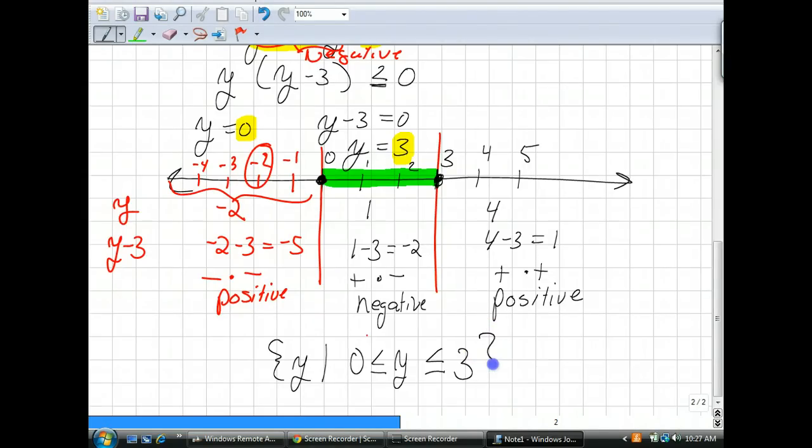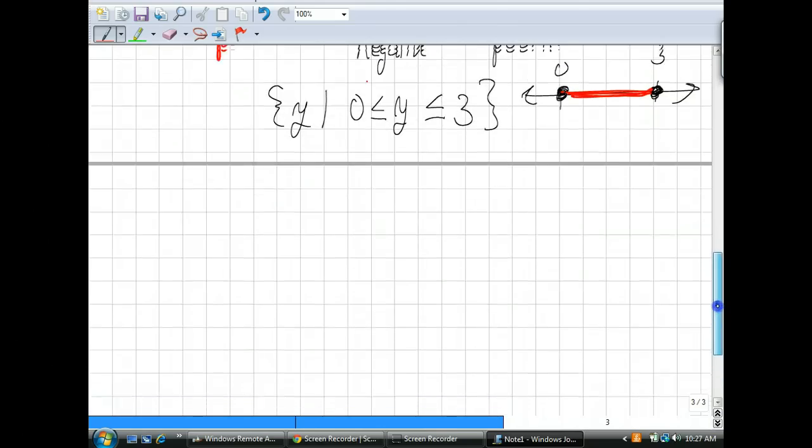So this is our solution. And the picture of our solution, the graph, would be 0, 3, closed circle on 0, closed circle on 3, and all values in between. All the values in between 0 and 3 and 0 and 3 will make that inequality true. All right, let's go on to example 2.